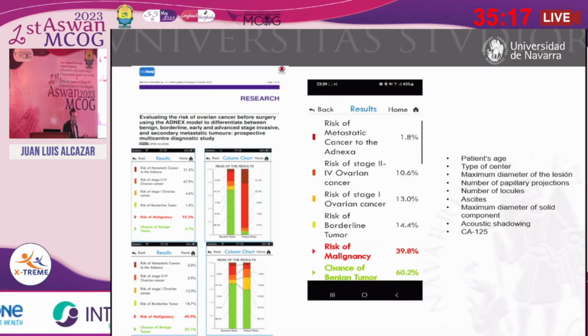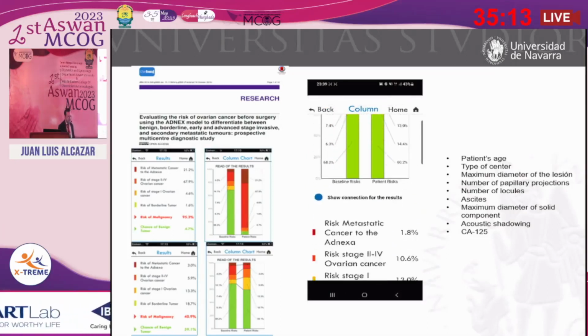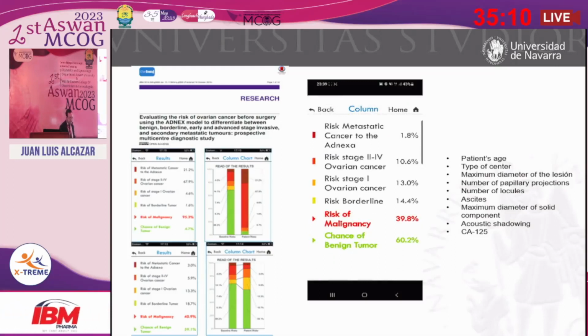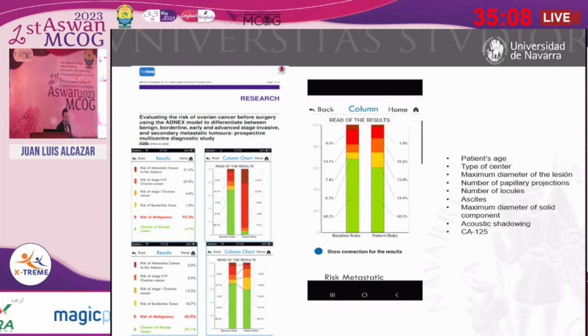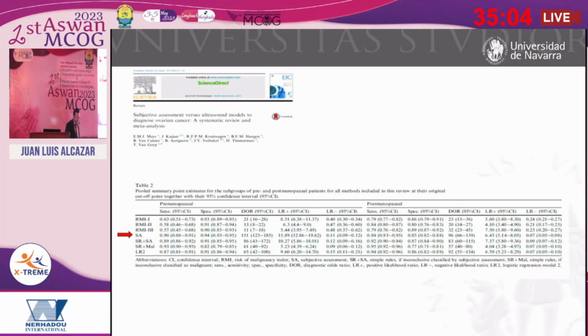In this case, the risk of malignancy is going to be 40%. But we see that there is a 14% risk of a borderline tumor, 1.8% risk of metastatic tumor. So this is the ADNEX model.